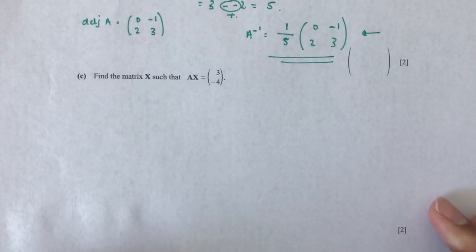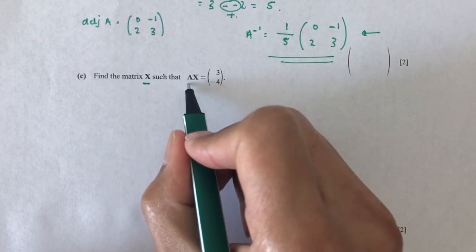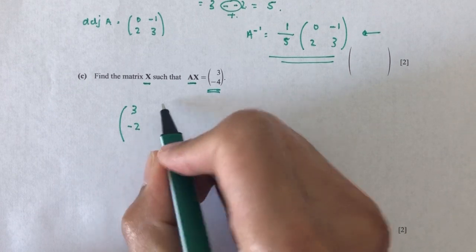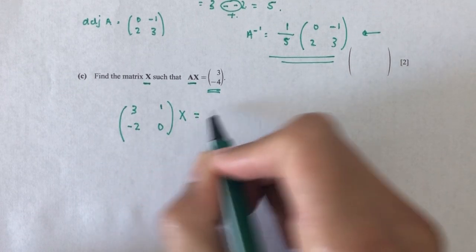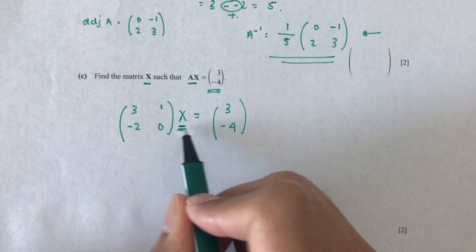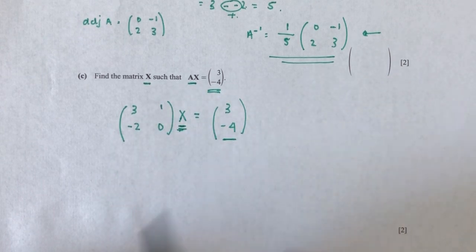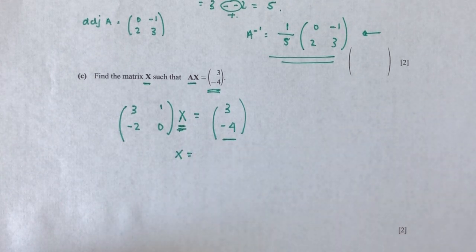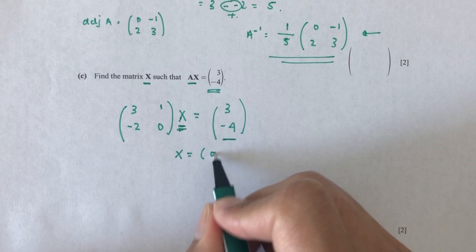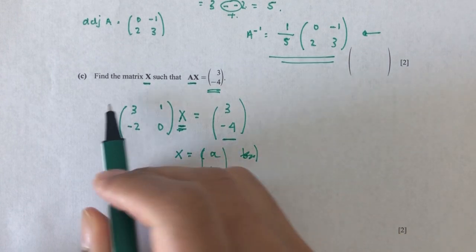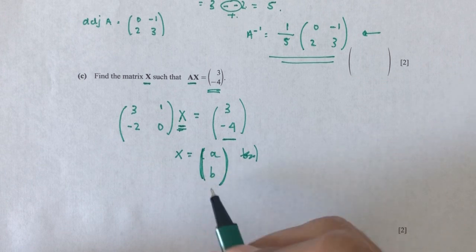So now moving on to part C, find the matrix X such that AX is equal to this matrix. A we know already. A is the matrix 3, 2, 1, 0 times X equal to this column matrix. What we need to know is what kind of matrix we multiply a 2 by 2 matrix by to obtain a column matrix. So X needs to be a matrix in the form of a column, because we multiply row by column. So X needs to be in the form of this to obtain this matrix.